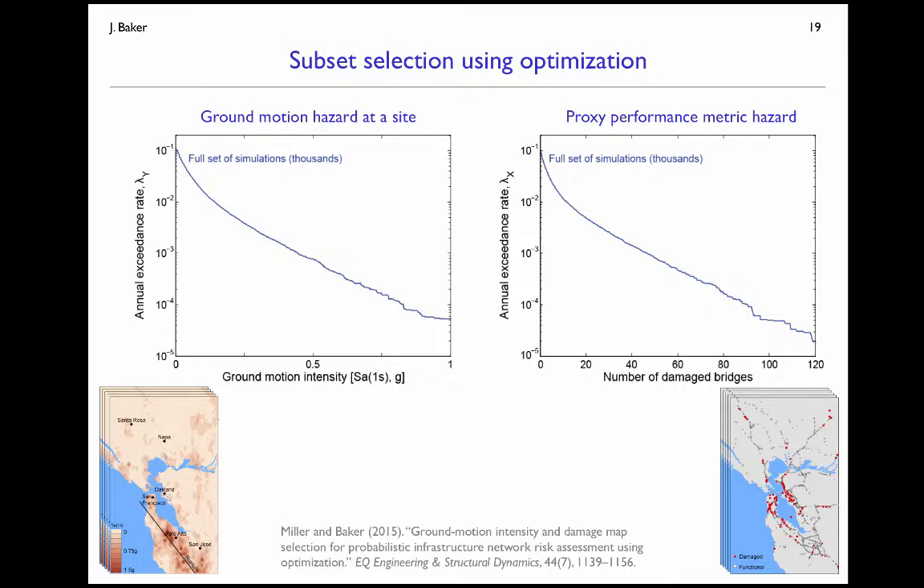But it's a very easy to compute proxy. I don't have to do any network analysis or anything like that. And so we can compute this very quickly. And so we've got this hazard associated with this network performance metric.